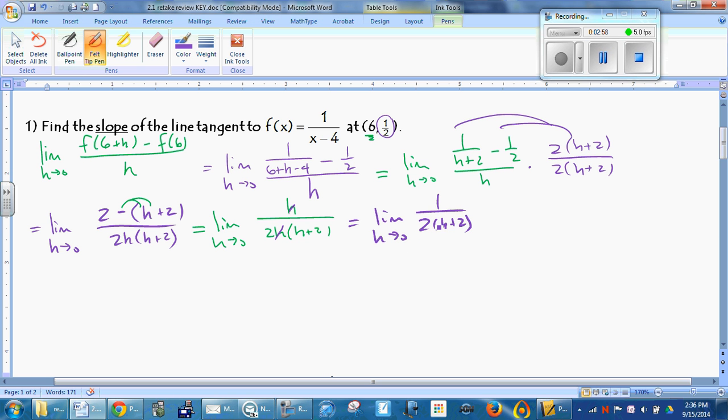We can evaluate this with direct substitution. So if we put 0 in for h, we're going to get 1 over 2 times 0 plus 2, so 2. We get 1/4 for our slope.